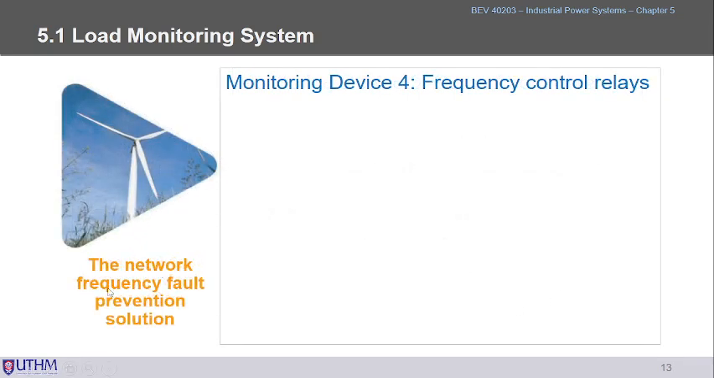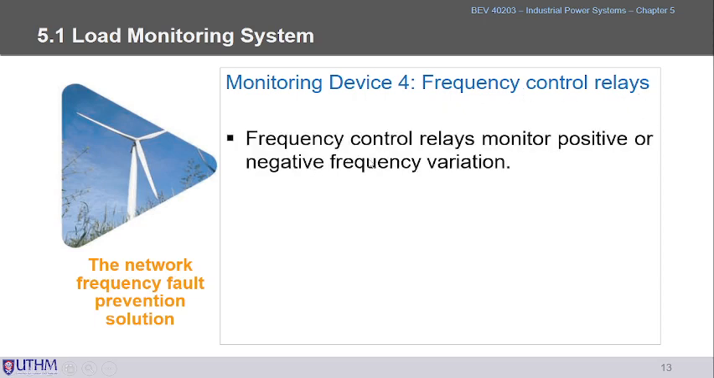And for the network frequency, now we're talking about network frequency prevention solutions. We can use frequency control relays. These relays will monitor the positive and negative frequency variations, meaning the upper and lower levels. For example, if we have 50 hertz, the upper side is plus 1%, and the negative side is minus 1%. That is the tolerance of the frequency, and we can monitor whether we have over frequency or under frequency conditions. Okay?